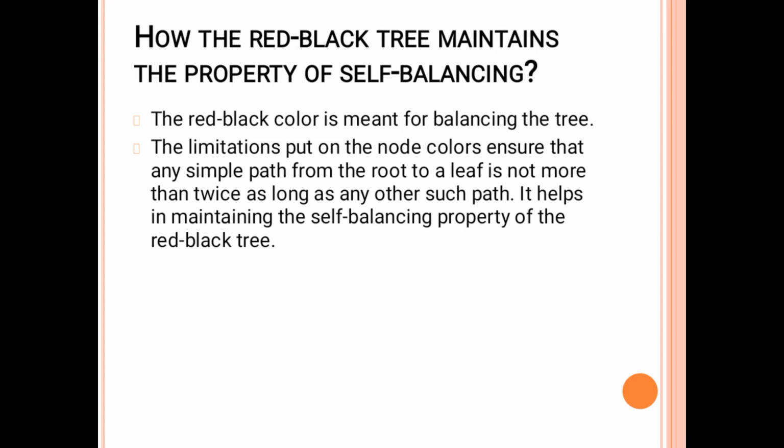How does the red black tree maintain the self-balancing property? The red black tree balances the tree by the limits it puts on the node colors, so that any simple path from the root to a leaf is not more than twice as long as any other such path. It helps to maintain the self-balancing property of the red black tree.